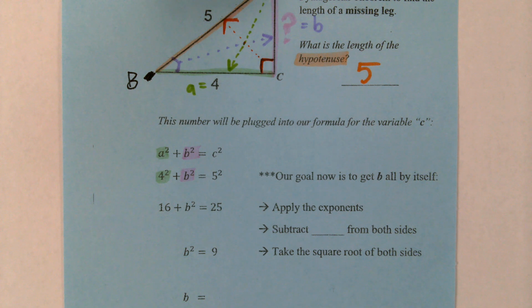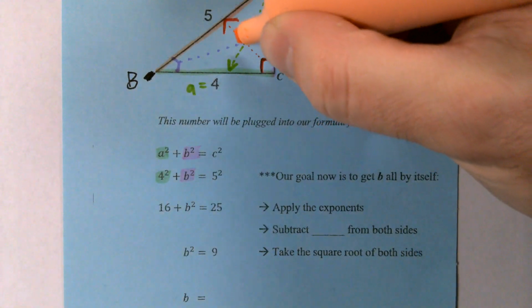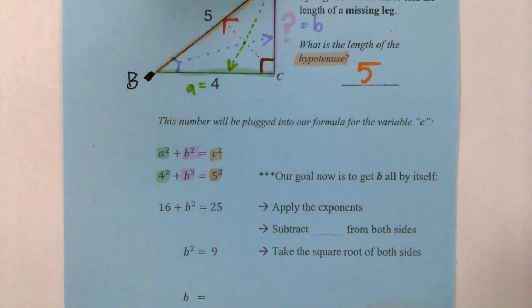But we do know what our C is, right? We looked across from our right angle and saw that our hypotenuse had a length of 5. So C is going to get replaced with the number 5. Very similar to what we talked about 2 days ago, except we're plugging in A and C instead of plugging in A and B.